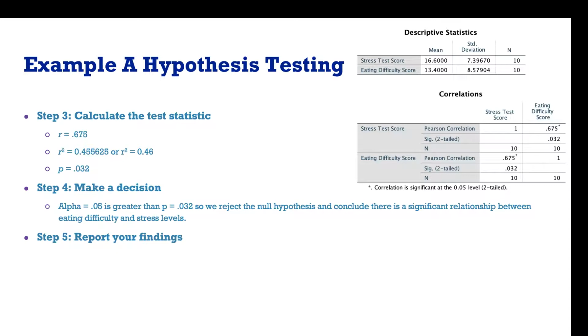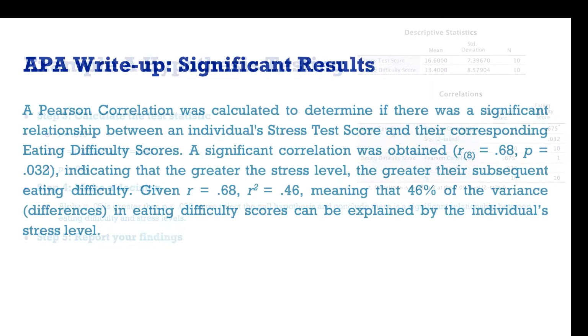And then we need to report our findings in APA style. A Pearson's correlation was calculated to determine if there was a significant relationship between an individual's stress score and their corresponding eating difficulty score. A significant correlation was obtained. Our degrees of freedom is 8, because it's n minus 2, r equals 0.68, p equals 0.032, indicating that the greater the stress levels, the greater the subsequent eating difficulty.